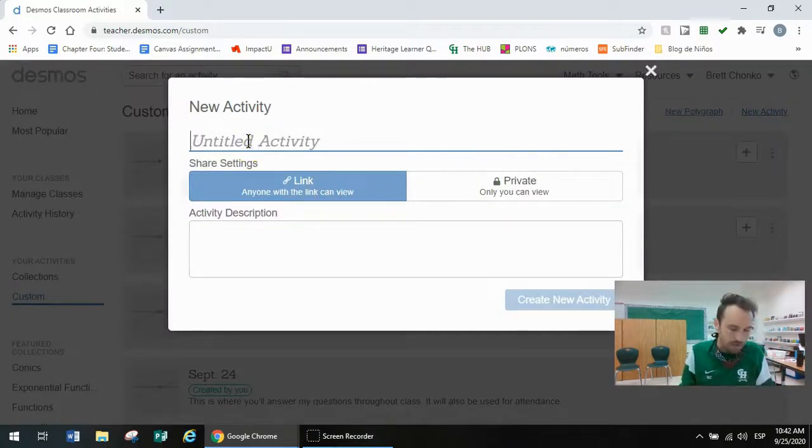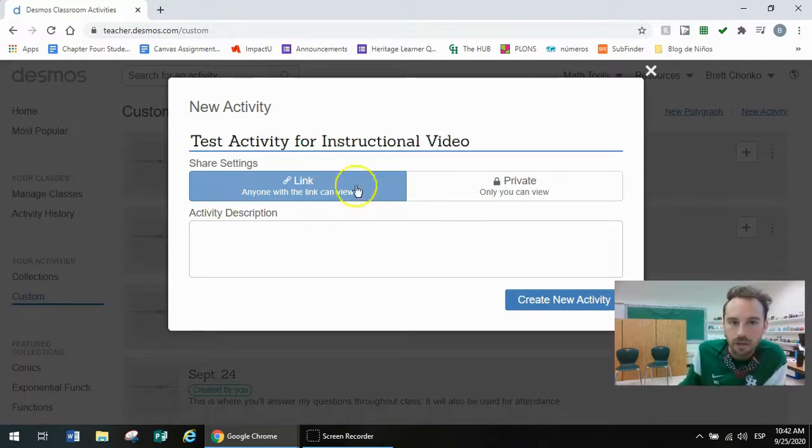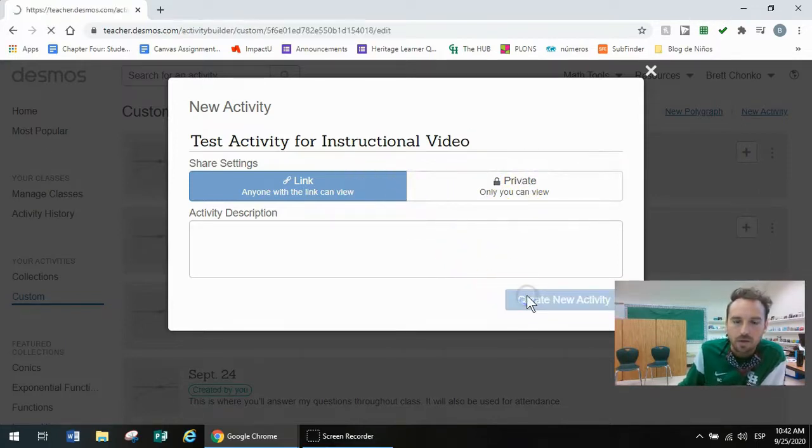And then I just call it by the date, because you have to have a unique one for each date. Because once the students enter an activity and submit answers in an activity, you won't be able to use that activity for the next class. So you make your first activity. Let's call it test activity for instructional video, right? Anyone with the link. Don't do the private. Your students won't be able to access it. So create new activity.